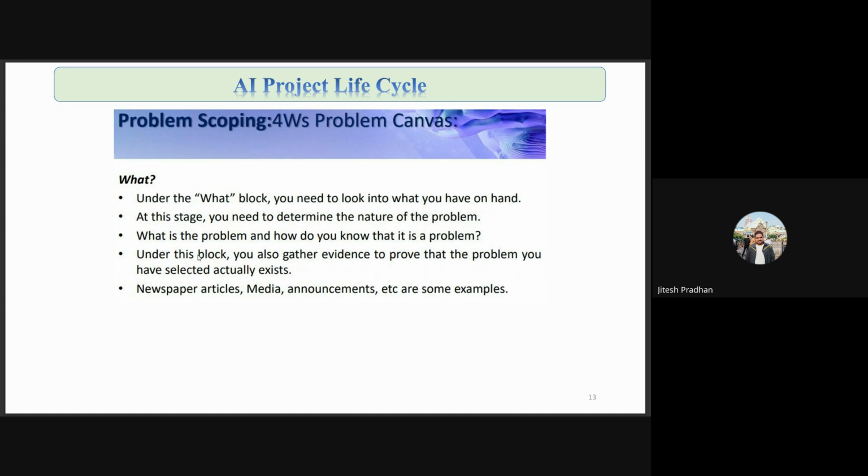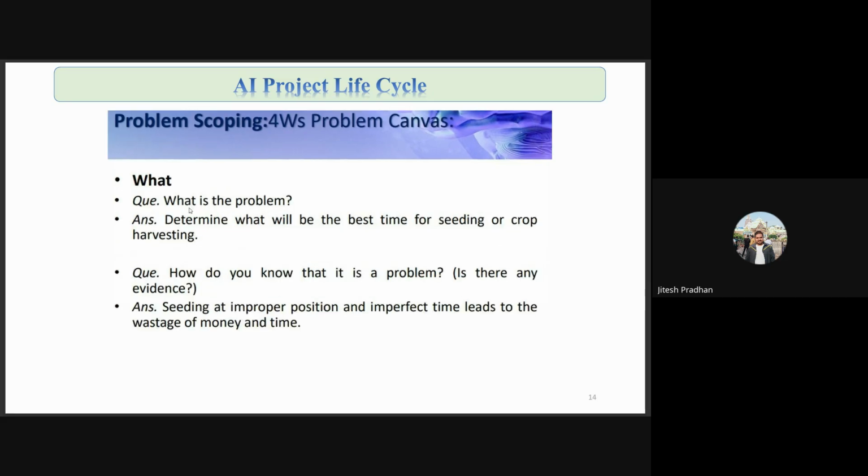These two things we need to identify. Now you can identify the problem via newspaper, via media, via announcements. There are so many examples where you can find out the problems. Now, what answers two things? First, what is a problem? Because basically we have to determine what type of problem we have to solve.